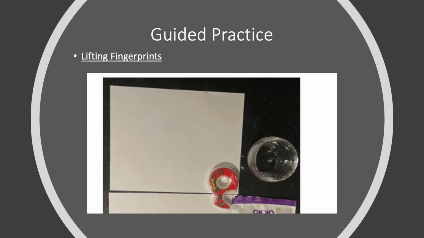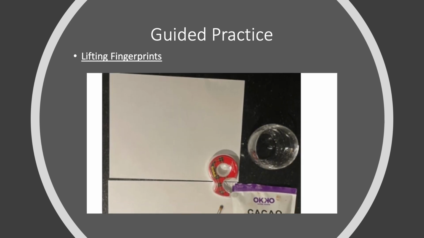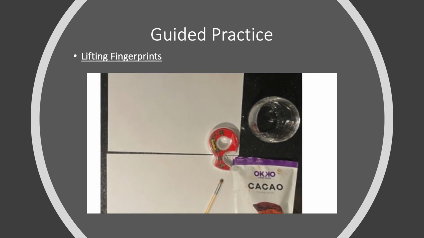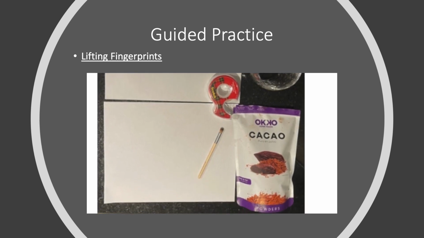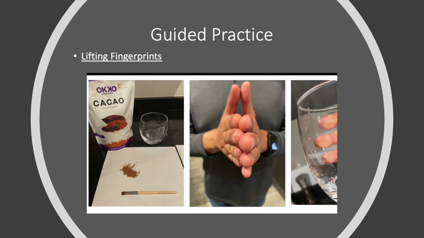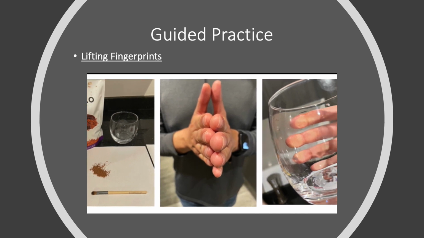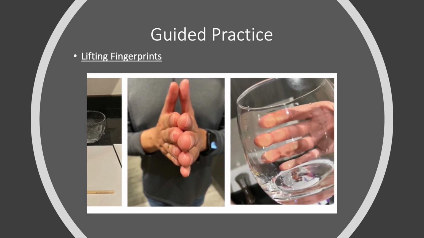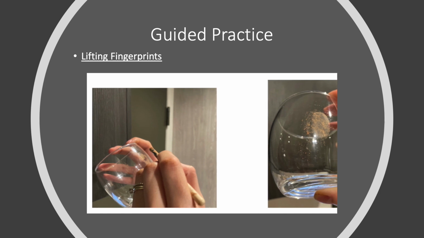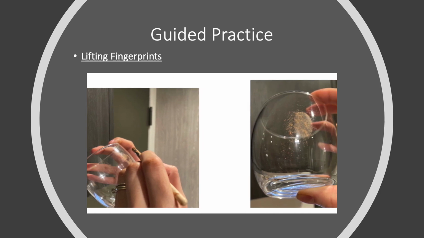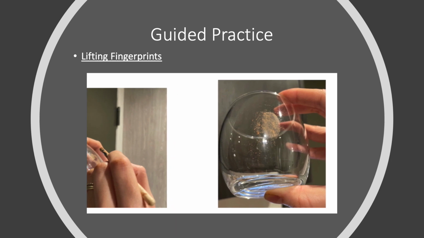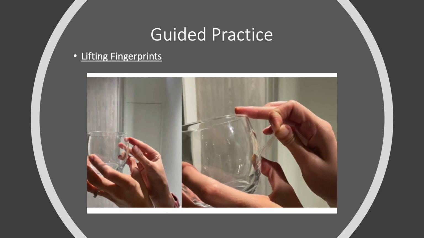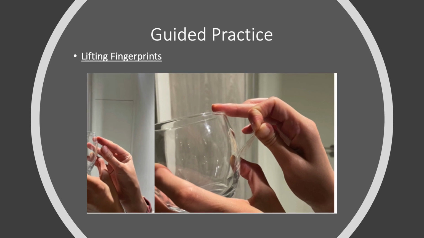For the lifting of the fingerprints, you will need materials like cocoa powder, clear tape, clear glass, brush, and white paper. For step 1, you will rub your hands together and make several clear fingerprints on a transparent glass. For step 2, you will use the brush and very gently dust some cocoa powder onto one of the fingerprints on the glass.